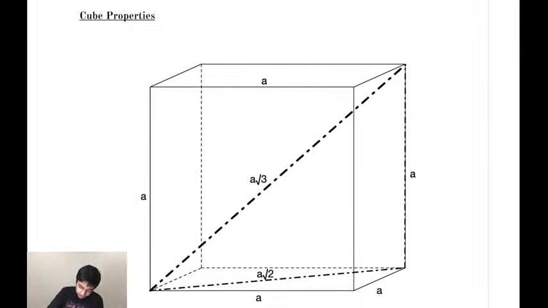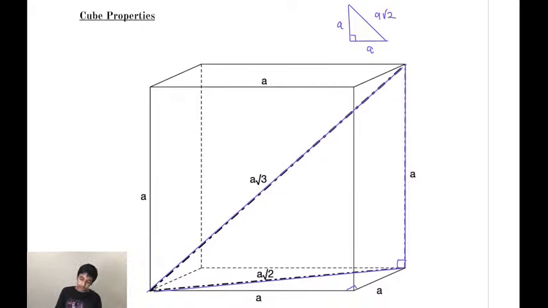Also, cube properties. If you have a cube and the side length is a, the diagonal of one of the faces is going to be a root 2, because of the Pythagorean theorem. And then we can do the Pythagorean theorem with a root 2 and a to get a root 3, the space diagonal of the cube. We just use the Pythagorean theorem, and this is 90 degrees. Even though it might not seem like it's 90 degrees, it is, because we can imagine this being a, this being a, and this being a root 2.